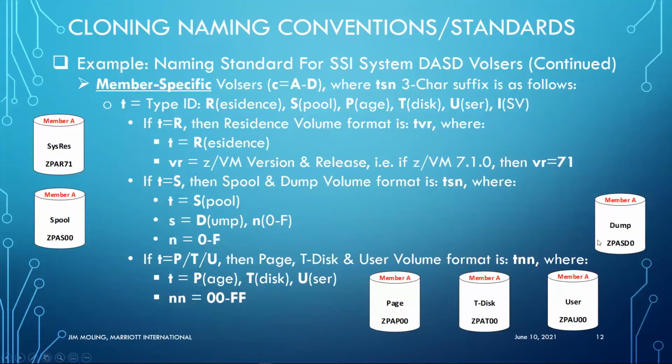And the type of dump volumes that I'm focused on here in these examples are dedicated spool volumes that are for dump purposes only. So that's why you'll look at the dump volume, look at the spool volume. It's the same, the first 4 characters, because it is a spool volume, but it has that additional D for dump in that 5th position.